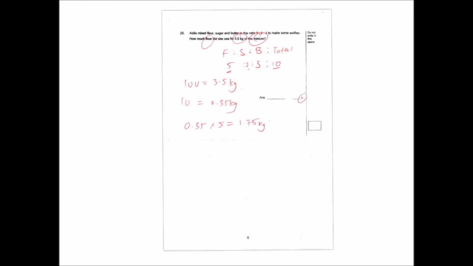The answer gives you units of grams, so I need to convert it into grams. So I'm going to times 1000. 1 kilogram is equal to 1000 grams. So if I times 1000, I will have 1750 gram, and that is the answer.